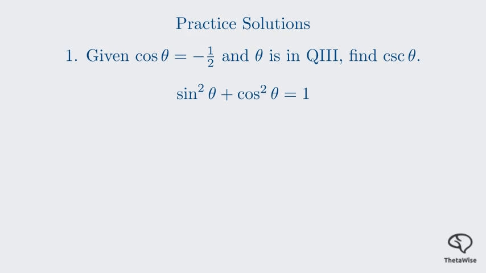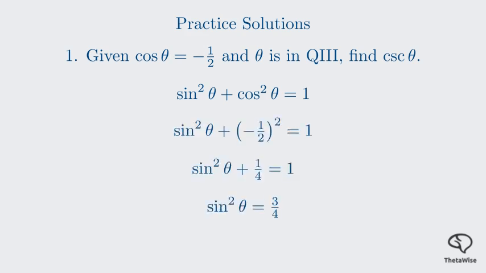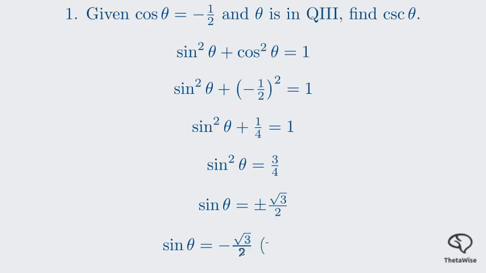The Pythagorean identity, sin squared plus cos squared equals 1, is perfect for this. Rearranging it, sin squared equals 1 minus cos squared. Substituting our value, we get 1 minus (-1/2) squared, which is 1 minus 1/4, giving us 3/4. Now, taking the square root, sin theta equals plus or minus root 3 over 2. The angle is in quadrant 3, where sine is negative, so sin theta is negative root 3 over 2.